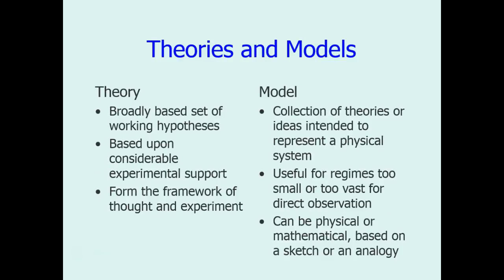We also have theories and models. Now, a theory is a broadly based set of those working hypotheses. You put together several hypotheses, they're related to each other, and now you come up with a theory. It's always based on a considerable amount of experimental support, but you can't say it's become a law or a principle because it hasn't been around long enough or always been true long enough. So it's a theory. It forms the framework of thought and further experiments. And then you test something else.